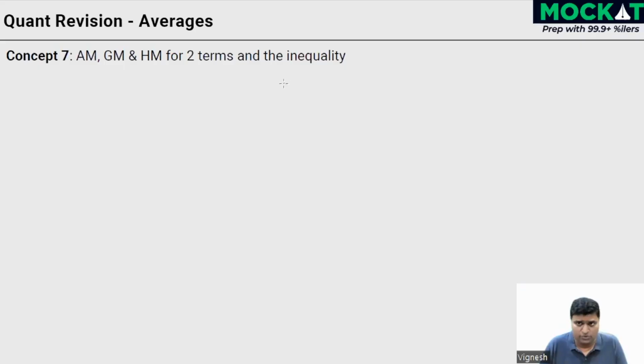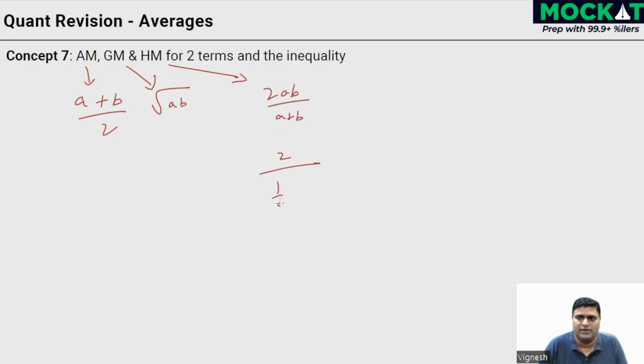AM, GM, and HM for two terms, right? For two terms A and B, our arithmetic mean is A plus B by 2. GM over here is going to be root of AB, AB to the power of half. And HM over here is 2AB by A plus B, right? So if you do 2 by 1 by A plus 1 by B, you take the LCM, move the AB up, this is what you get. You write it as AB whole power half, and this is what you get. A plus B by 2, that's what it is always.